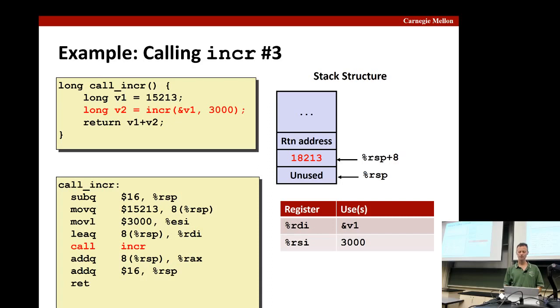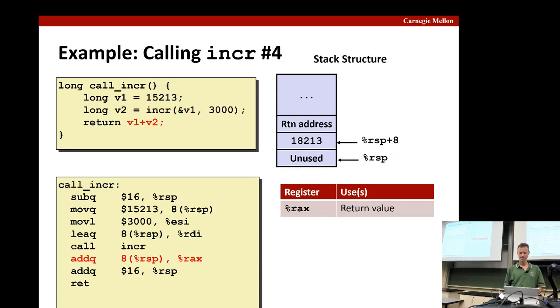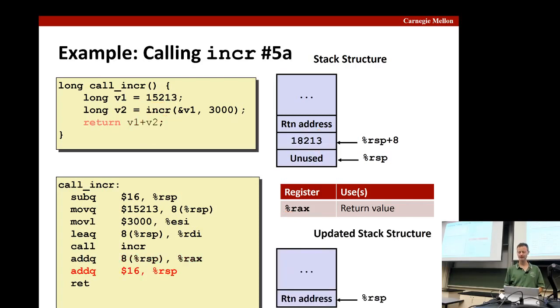Now we do this call. When we get back, we know that RAX holds our return value. And so we're going to add in what we squirreled away on the stack. That's this part, and you can see our answer. So now we know why we added 3000 to 15213. Then we have this weird thing that doesn't make any sense in terms of course numbers, that we add those two things together, and reset the stack pointer to where it was.